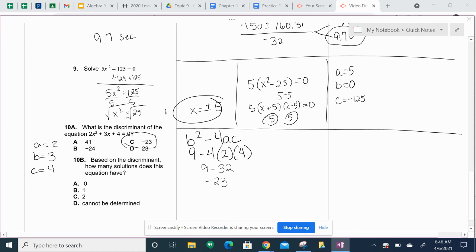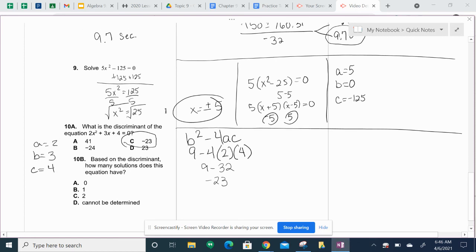So then question B on 10 says, based on this discriminant, how many solutions does the equation have? So we need to remember 3 things. If my discriminant is positive, we have 2 solutions. If my discriminant is 0, we have 1 solution. And if my discriminant is negative, I have no solutions. And so because my discriminant here is negative, that tells me I have 0 solutions, no solutions on this problem.